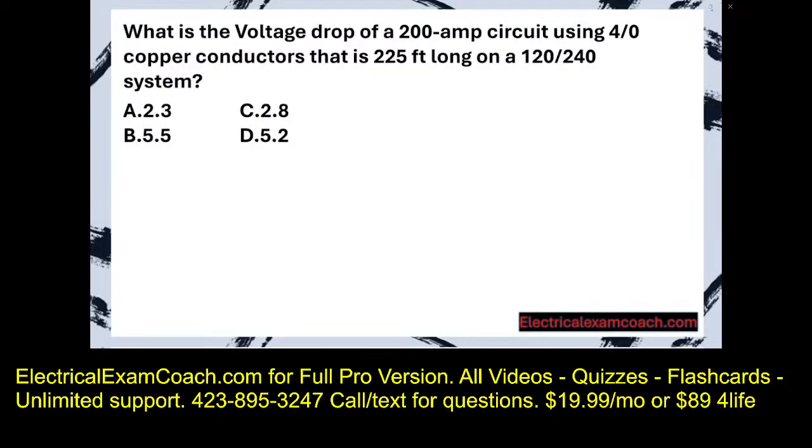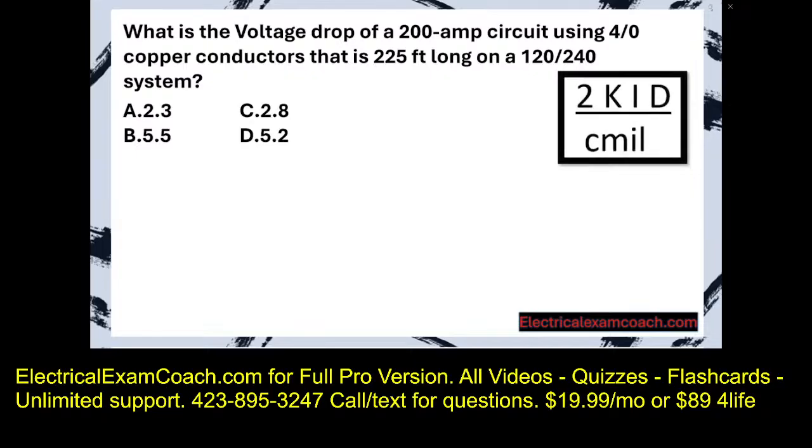What is the voltage drop of a 200 amp circuit using 4/0 copper conductors that is 225 foot long on a 120/240 volt system? Step 1, we're going to write down our formula. I like to physically write it down on the piece of paper so I can go through one step at a time. Then I'm going to draw a large division line so I can put my inputs that need to be on top and then go look for my C mils.